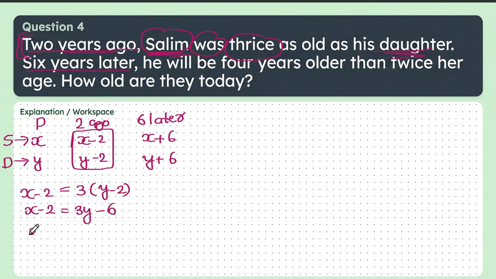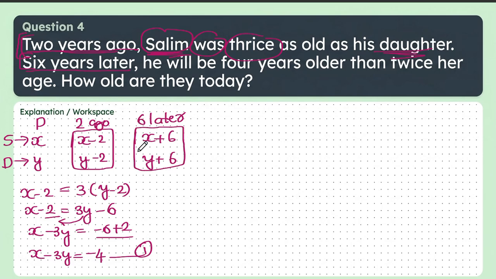So if we rearrange the term X, if we take this 3Y that side, minus 3Y is equal to minus 6, and if we take minus 2 that side, it becomes plus 2. So X minus 3Y is equal to minus 6 plus 2, which is minus 4. So this is our equation number 1. Now look at the second statement. 6 years later. So what is the age 6 years later? X plus 6 and Y plus 6. So to build up the second equation, we have to use these ages.